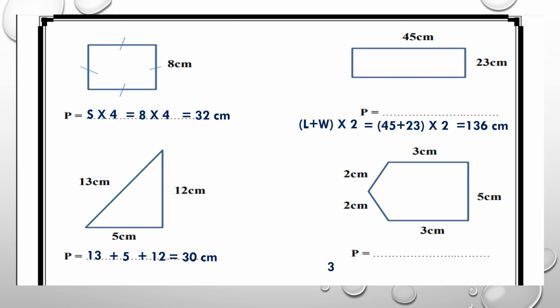The last shape, I have a shape and all the sides are 3 centimeters, 2 centimeters, 2 centimeters also, 3 centimeters again, 5 centimeters. To get the perimeter, we have to add all the sides together. So it's going to be 3 plus 2 plus 2 plus 3 plus 5, and the total number will be 15 centimeters.